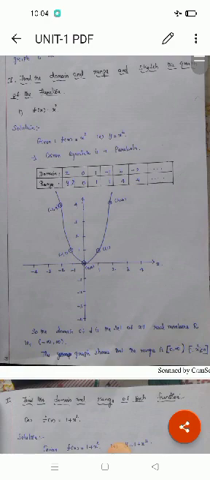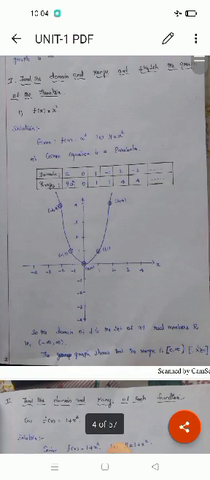Now we will plot the graph by using the points x and y. So what are the x and y points? 0, 0; 1, 1; minus 1, 1; 2, 4; minus 2, 4. So we can plot all the points in our graph and join all the points. We get a parabola open upwards. So this is the graph of the given function.